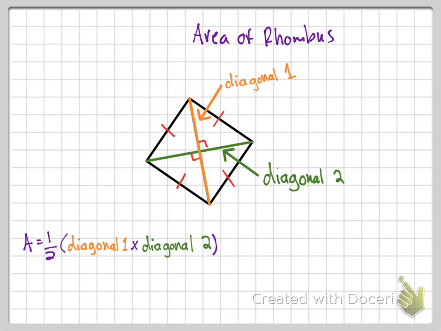For this special parallelogram, the rhombus, to find the area of this rhombus, the formula is 1/2 times diagonal 1 times diagonal 2. And here, pay close attention to where the diagonals are. The diagonals start, for example, for diagonal 2, they start here and it ends here. For diagonal 1, it starts here and it ends there. So pay attention to that.